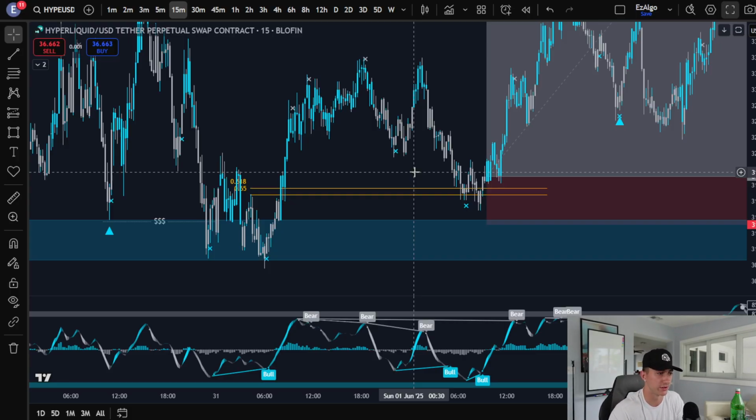Here's one that I called in real time. I've been looking at longs on Hype for the past few months or so because Hyperliquid is also showing a ton of relative strength compared to Bitcoin. This is a very strong coin, so longs are always valid whenever you get a good setup.